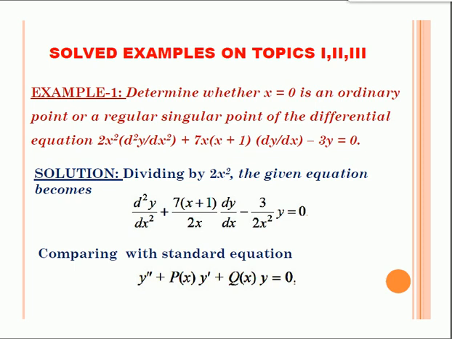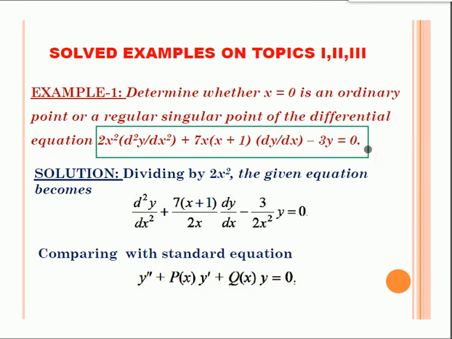So let's say the first example: determine whether x equal to 0 is an ordinary point or a regular singular point of the differential equation given by 2x square y double dash, that is d square y over dx square, plus 7x into x plus 1 times dy by dx, that is y dash, minus 3y equals 0. This is the given differential equation.